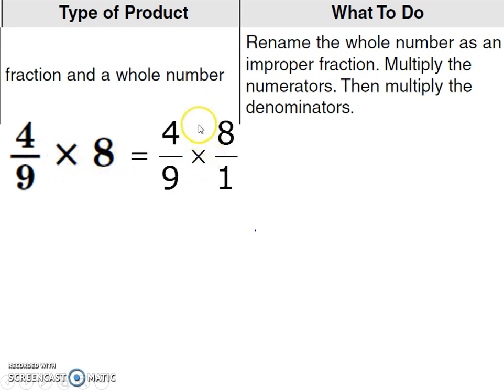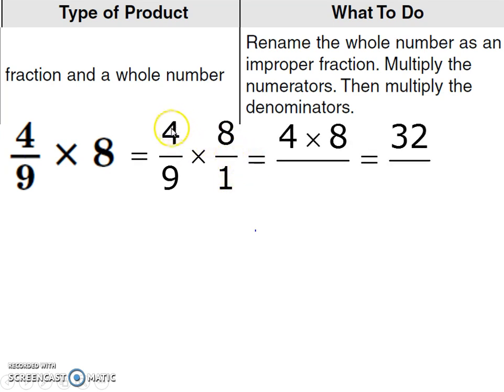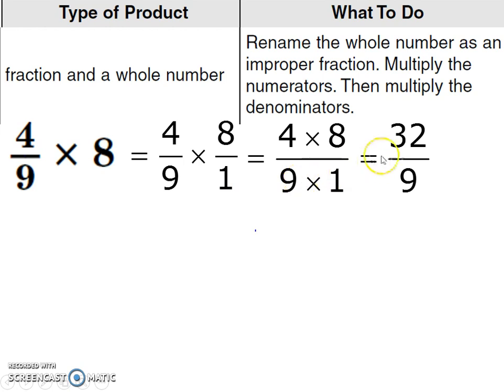First, you will have to rename the whole number of 8 as an improper fraction by placing it over 1. Then, multiply the numerators. 4 times 8 is 32. Then, multiply the denominators. 9 times 1 is 9. 32 over 9 is an improper fraction because the numerator is greater than the denominator. So, they need to be divided to change it to a mixed number.